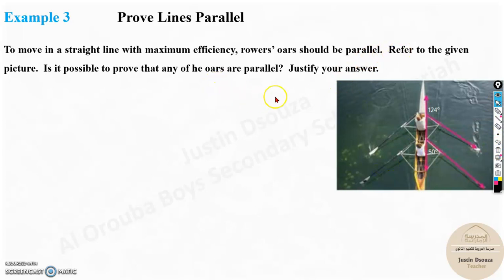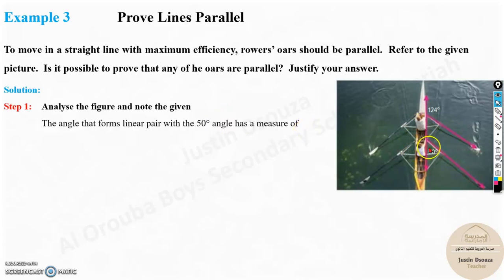Now, refer to the given picture. Is it possible to prove that any of the oars are parallel over here and justify the answer? Now let us see. Over here, what is known? So we know this angle measure is 50 degrees. So what can we tell about the other angle? If this is 50 degrees, what is this angle? Now the angles form a linear pair, right? Over here you can see it's a straight line. It will form a linear pair. So linear pair means it's supplementary.